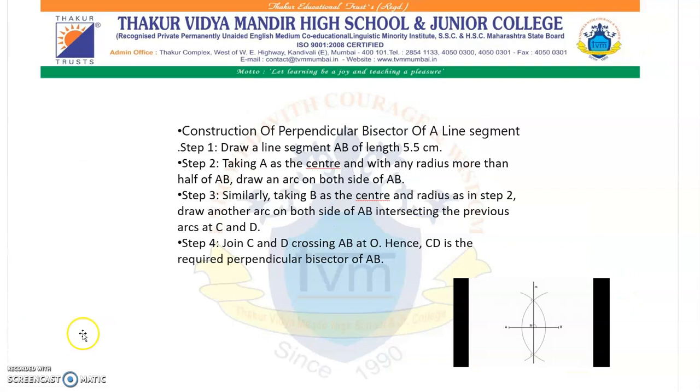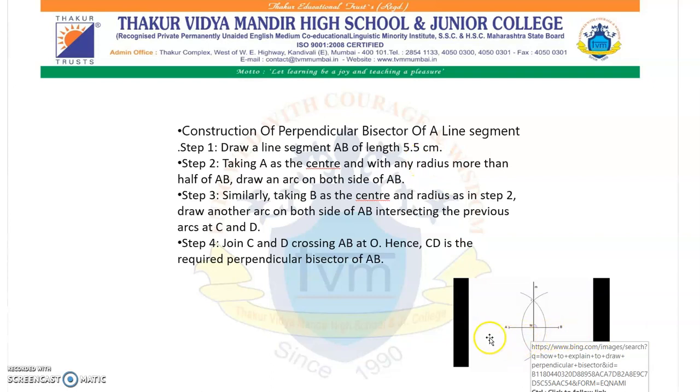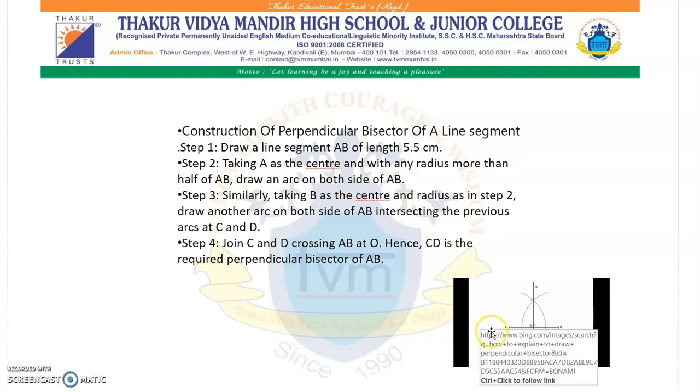Let us see how to construct the perpendicular bisector of a line segment. Step 1. Draw a line segment AB of length 5.5 cm. Step 2. Taking A as the center and with any radius more than half of AB, draw an arc on both sides of AB.